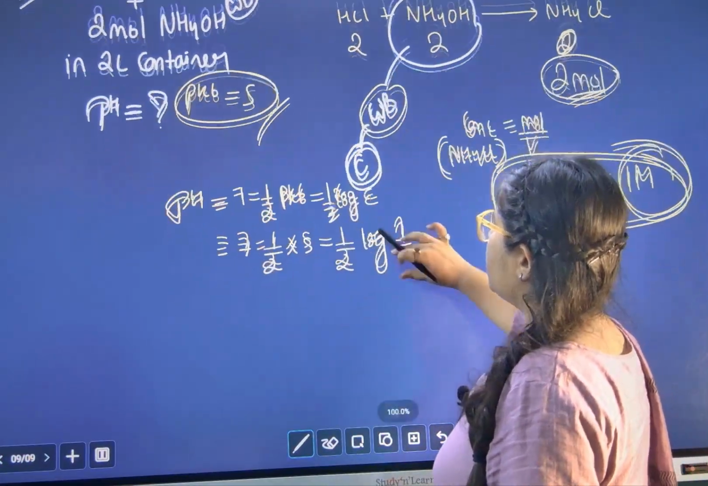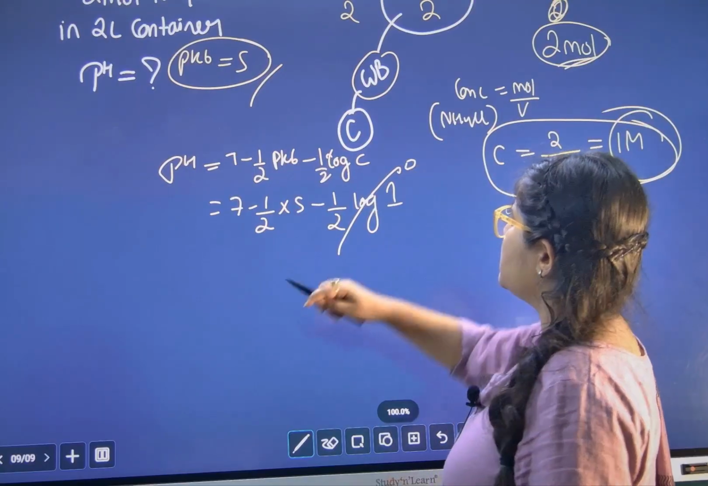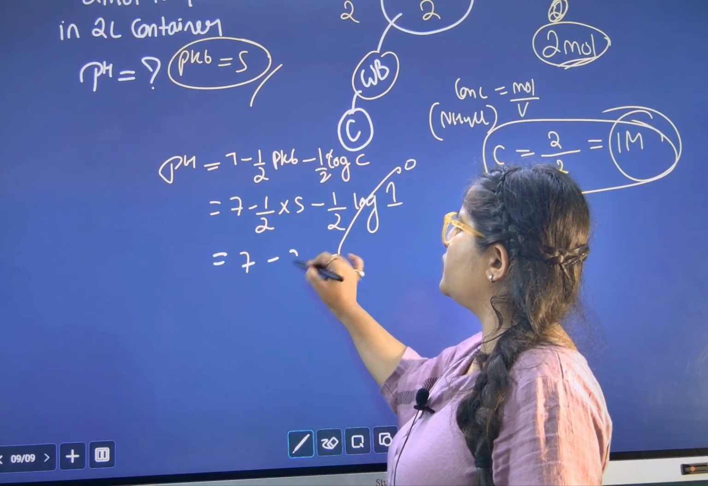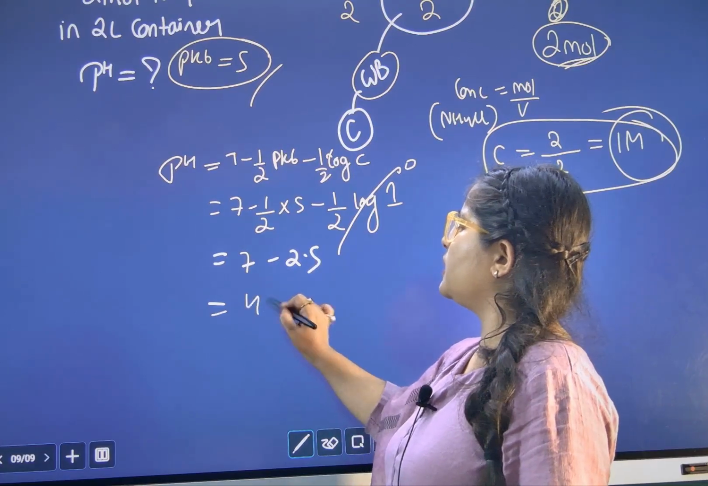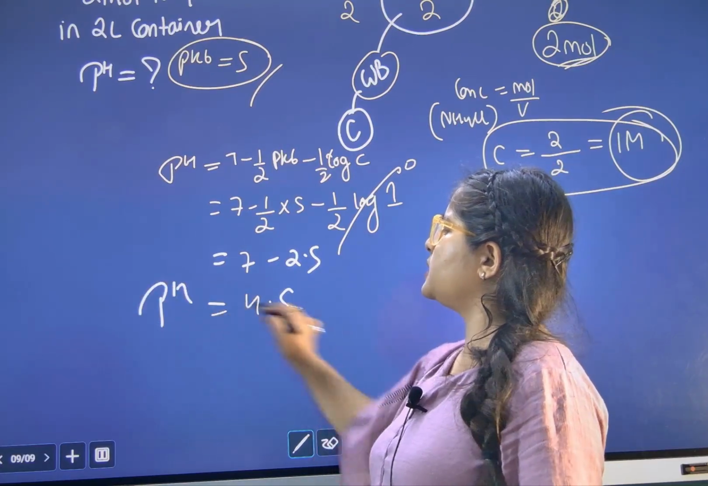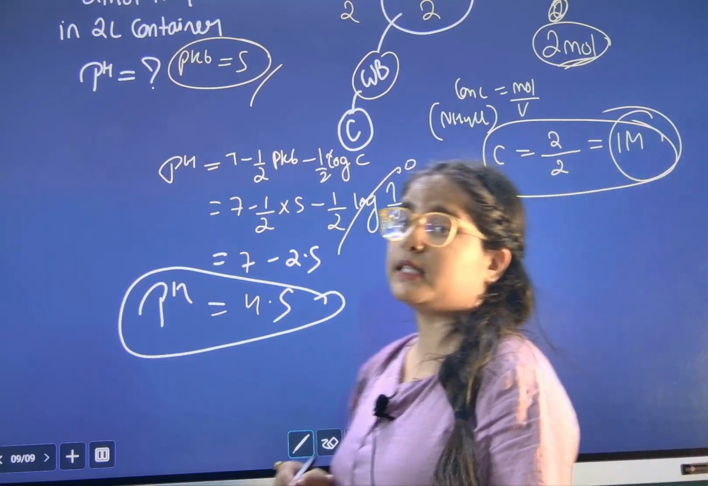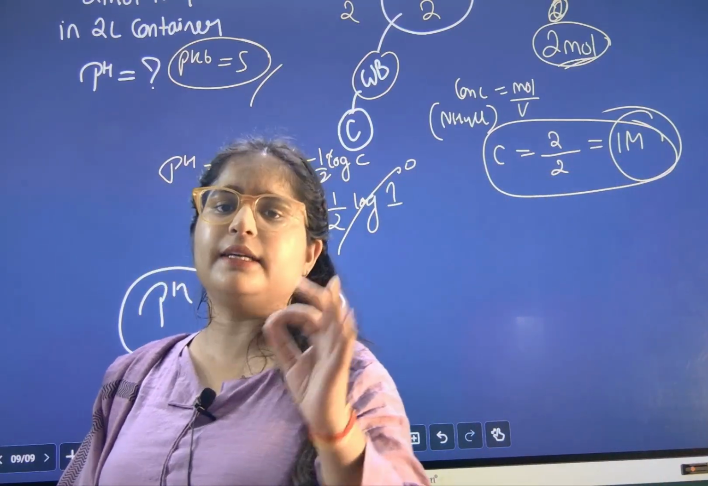So log 1, we know the value will be 0. So from here, 7 minus 1 by 2, 5, 2.5. So it will come around 4.5. So pH is how much? 4.5. Anyway, it is a strong acid, so pH should come less than 7 also. It means we have done the correct calculation.